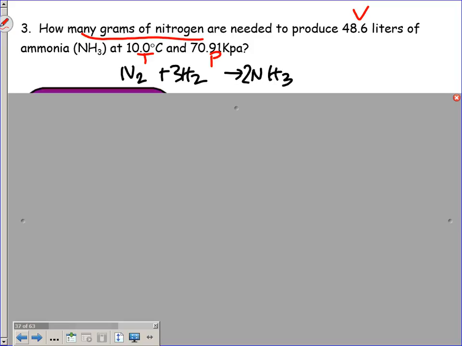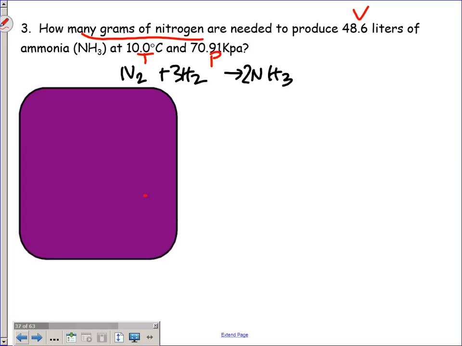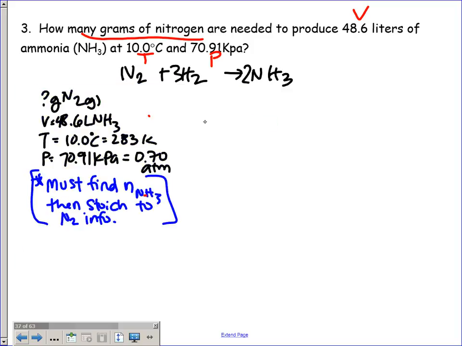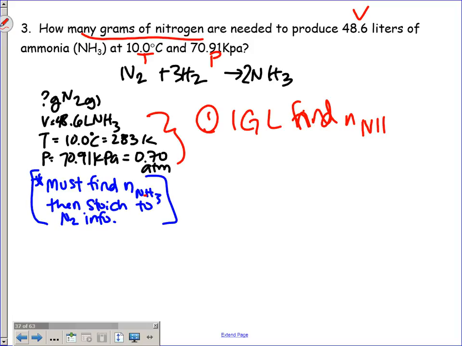So if you want to write down your steps, well, here's my givens right here. So my question's grams, my volume, temperature, and pressure were given to me. So at this point, the only thing I have is information to do ideal gas law, IGL, and you're finding what according to the givens that are given to you? N, okay, so find N of who? Of ammonia, right?